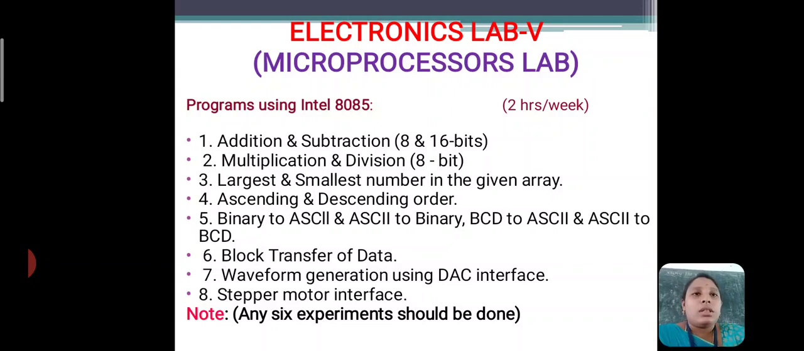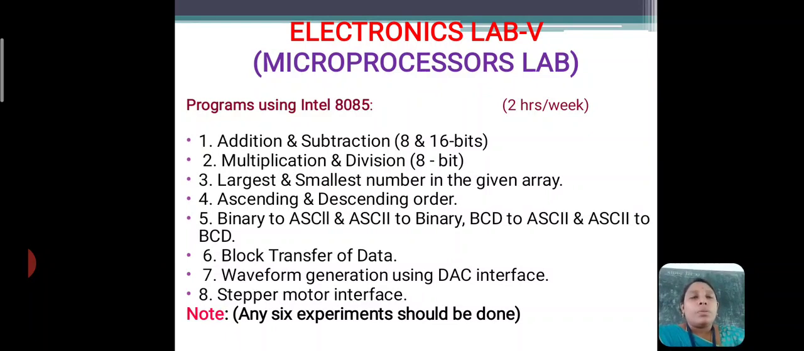Next, microprocessors lab, nothing but practicals, programs using Intel 8085, addition and subtraction 8-bit and 16-bit. Next, multiplication and division 8-bit, largest and smallest number in a given array, ascending and descending order, binary to ASCII and ASCII to binary, BCD to ASCII and ASCII to BCD, block transfer of data, waveform generation using DAC interface, stepper motor interface. In Unit 3, we write or develop these programs.